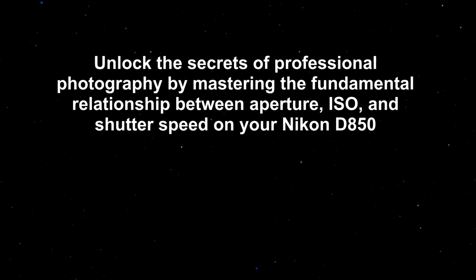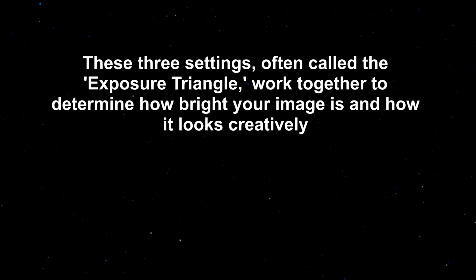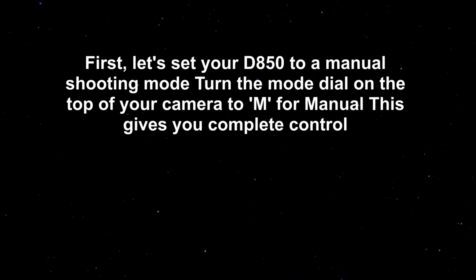Unlock the secrets of professional photography by mastering the fundamental relationship between aperture, ISO, and shutter speed on your Nikon D850. These three settings, often called the exposure triangle, work together to determine how bright your image is and how it looks creatively. First, let's set your D850 to a manual shooting mode. Turn the mode dial on the top of your camera to M for manual.